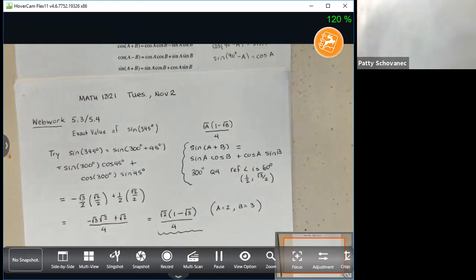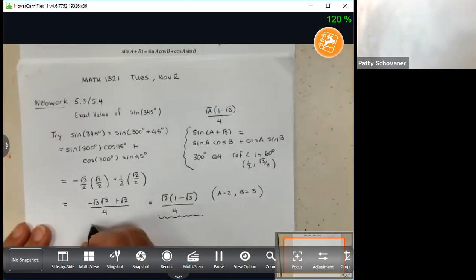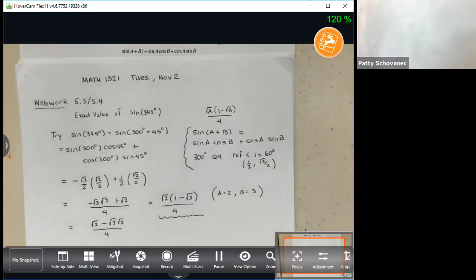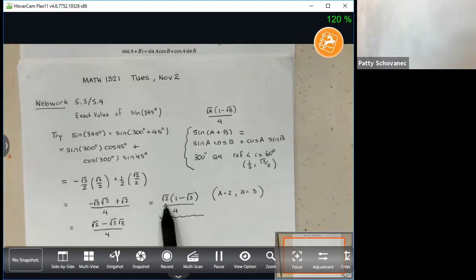Okay? Yes, sir. Can you explain that last step one more time? I first changed the order of arithmetic. I put the square root of 2 in front and then the other one behind. Right? I can add them this way or that way, but I got to keep the sign associated with it. And then I factored out a square root of 2.